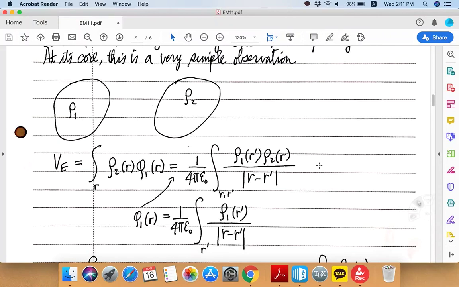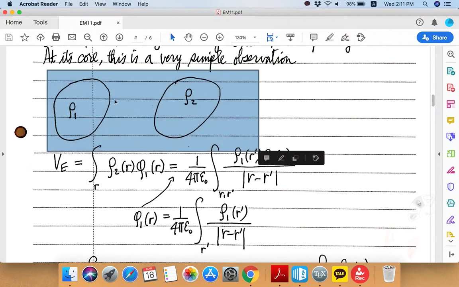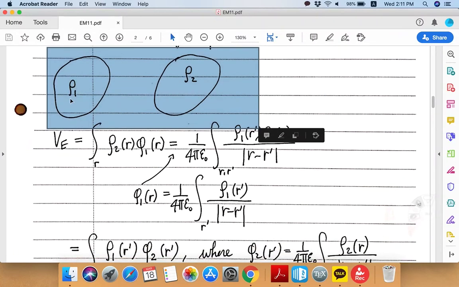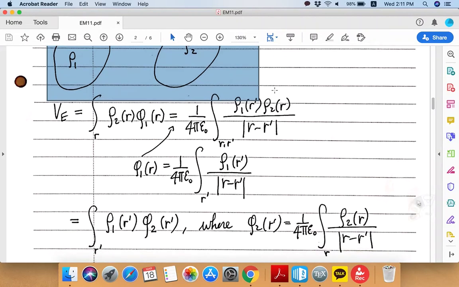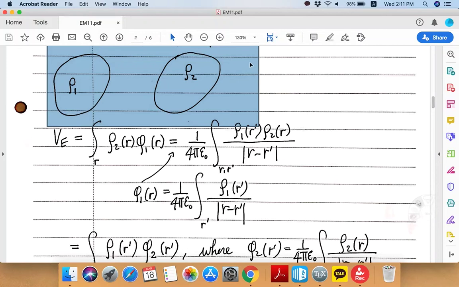So as an example, I want to consider this situation where you have two chunks of charge distributions. And they don't really have to be conductors. They can be just any kind of charged matter. And then you think about the total electrostatic potential of this combined system. So the first chunk is characterized by the charge density rho 1, and the second chunk of matter is characterized by the charge density rho 2.